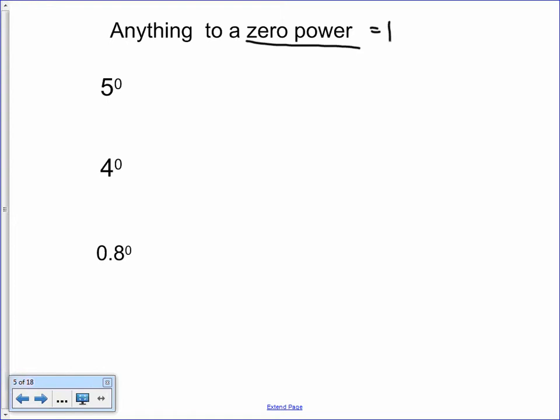Now that could be a positive number, it could be a negative number, it could be a fraction, or it could be a decimal. So 5 to the 0 power gives me a 1. 4 to the 0 power gives me a 1. 0.8 to the 0 power gives me a 1. So anything to a 0 power will give me 1: any number, negative number, decimal, or fraction.